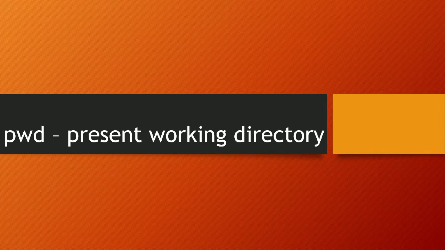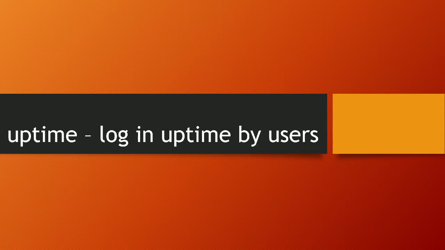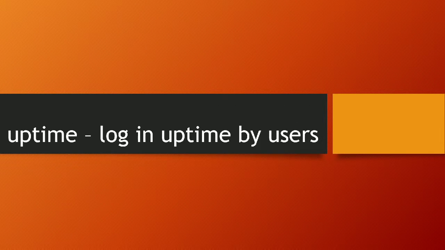The next command is pwd, which is used to check the present working directory location. The next command is uptime. This command is used to check how long the system has been up.